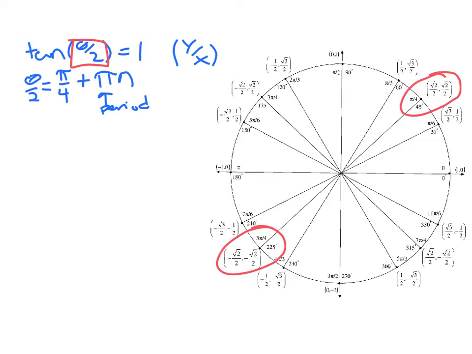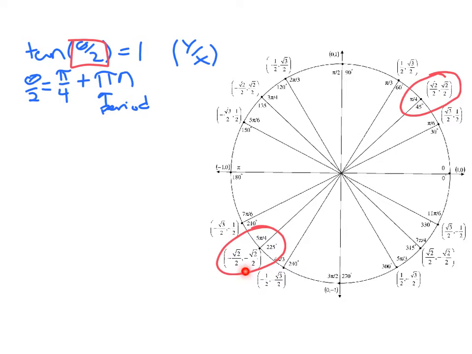Okay, notice that for n equals 0, we get just theta over 2 equals pi over 4, and that corresponds to this solution over here. If we add a whole pi, that would be 4 pi over 4. Add that to pi over 4, and that gives you 5 pi over 4. So you're going to get this solution when n equals 1.